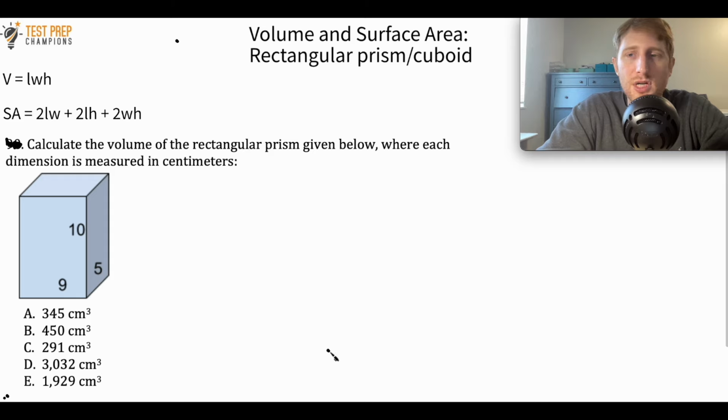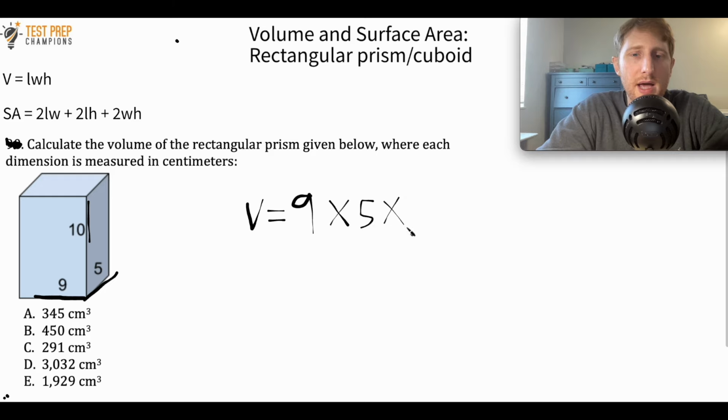And let me give you a chance now to pause this video, try this out, and whenever you're ready, we'll go over the answer. Okay, hopefully you had a chance to try this. If you wanted to, let's go over it now. So the volume formula is length times width times height. Now in this question here, 9 is the length, 5 is the width, and 10 is the height. So I'm going to do 9 times 5 times 10.